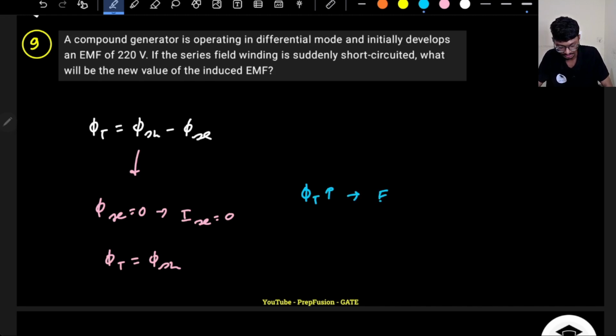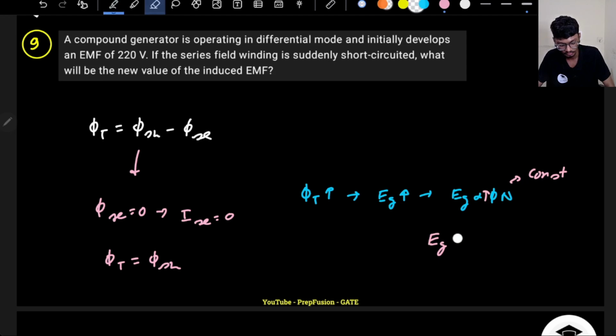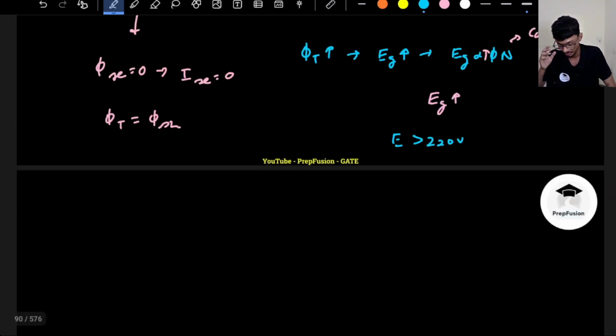So basically my generated EMF also will increase, because EG is proportional to flux times speed, but as it is a generator, I have assumed the speed to be constant. So if speed is constant and the flux is increasing, my generated EMF EG also will increase. So this time the induced EMF will be somewhat more than 220 volts. So this is the intuitive idea that we can understand from differential and cumulative compound modes.